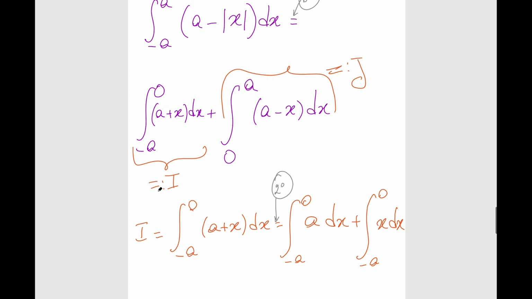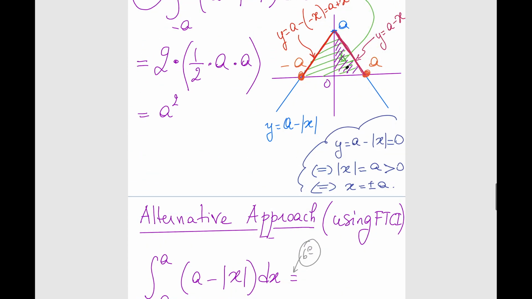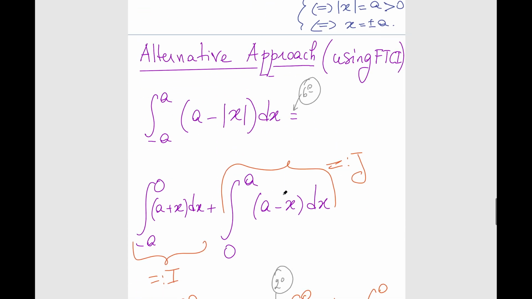Okay. All right. This is I. Now we still need to find J, and then we're going to add them up. So J is the integral from 0 to a of a minus x dx. Any guess for J? J is going to be the same as I, right? Because this is the area of this triangle. We're going to find the same as we found here, which is half a squared.